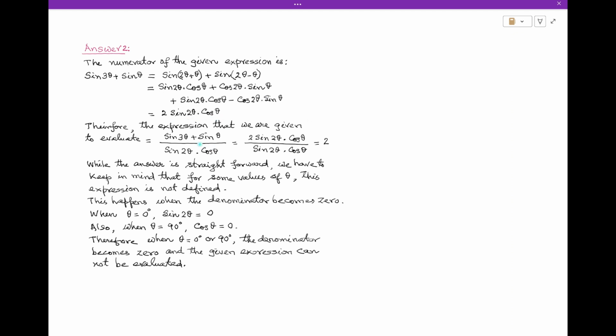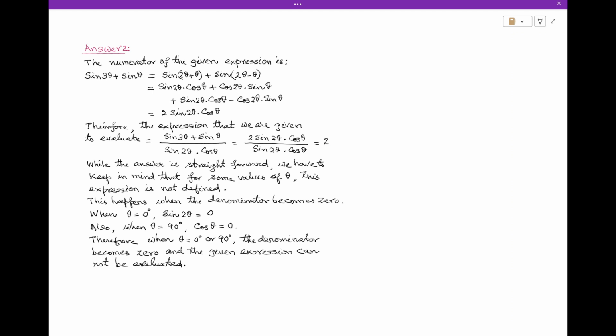Therefore, the given expression that we are given to evaluate, that is (sine 3 theta plus sine theta) divided by (sine 2 theta into cos theta), is equal to 2 sine 2 theta multiplied by cos theta divided by sine 2 theta multiplied by cos theta, and that is equal to 2.